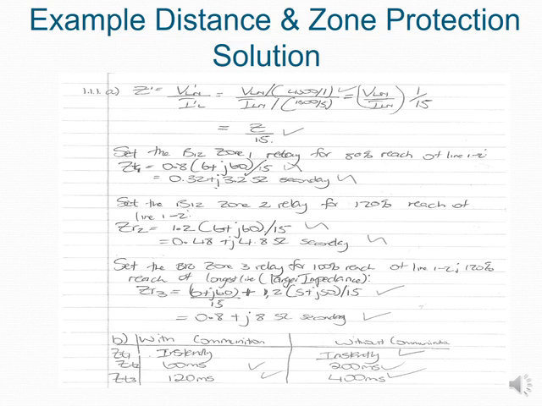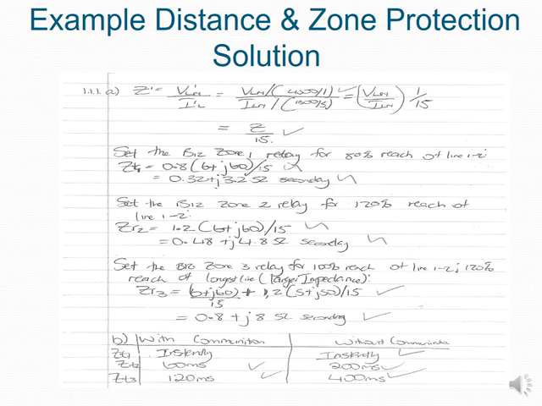In my zone 2, we remember it was 120% of that line 1, 2. So I do the 1.2 for 120%. I still multiply by that impedance of that line, and then I divide by the 15, and I get my zone 2 reach. Then I calculate my zone 3 reach.